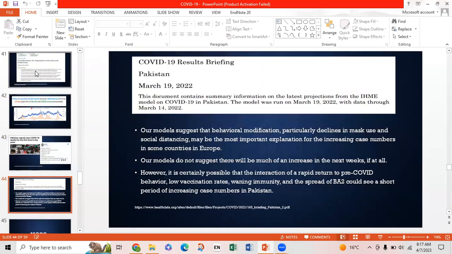COVID-19 results briefing in Pakistan, published on March 19, 2022: our model suggests that behavioral modification, particularly declines in mask use and social distancing, may be the most important explanation for increasing case numbers in some countries in Europe. Our model does not suggest that there will be much increase in the next week, if at all. However, it is certainly possible that a rapid return to pre-COVID behavior, low vaccination rates, waning immunity, and the spread of the COVID virus can be seen as a short period of increasing case numbers in Pakistan.